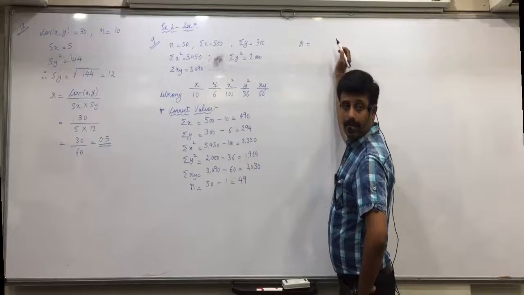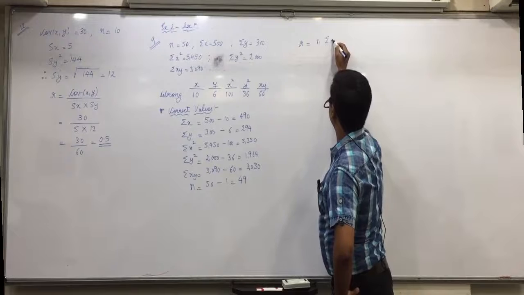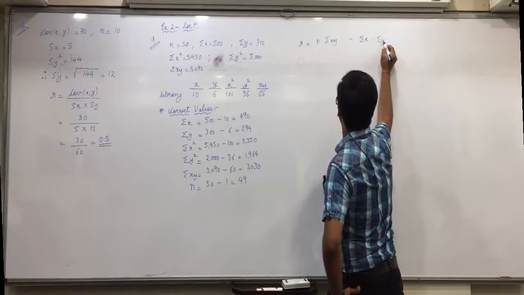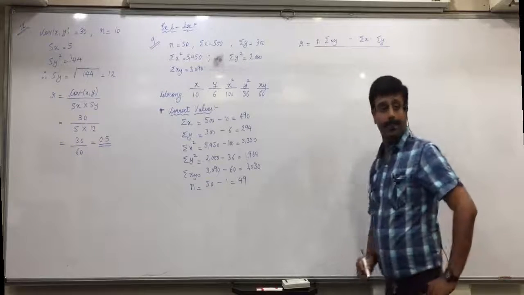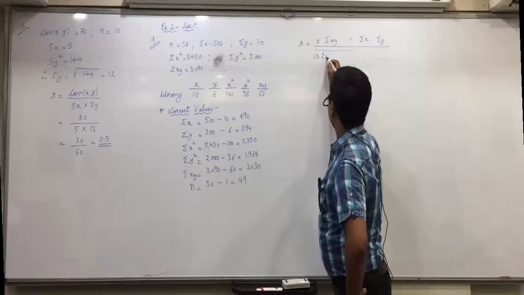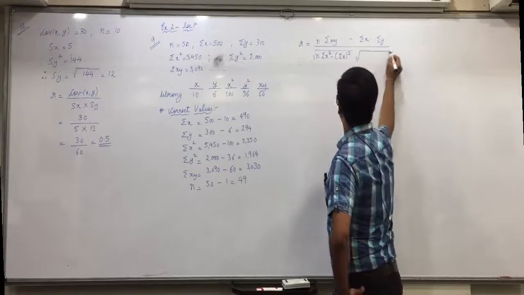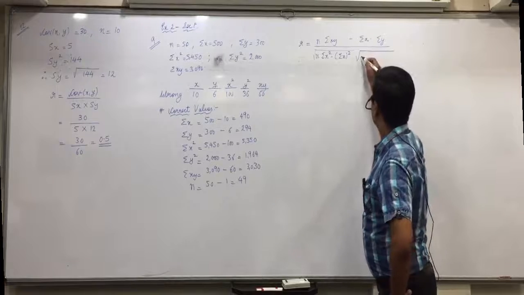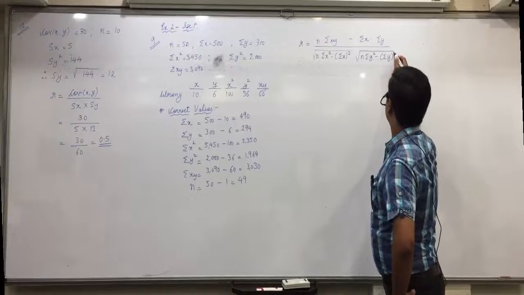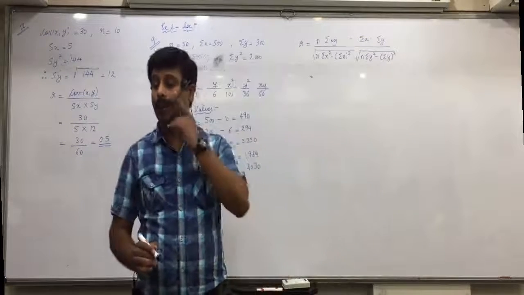We start with n sigma xy minus sigma x into sigma y, upon square root of n sigma x square minus sigma x the whole square, into square root of n sigma y square minus sigma y whole square. Is everyone clear with it?